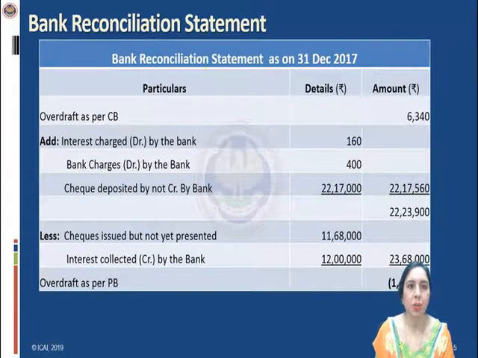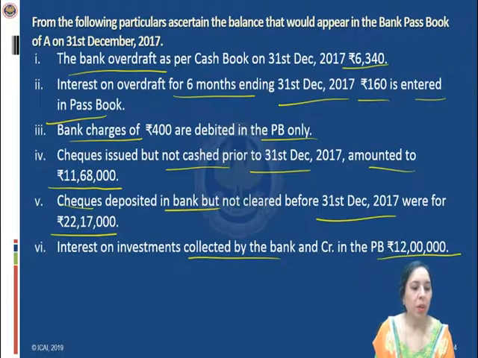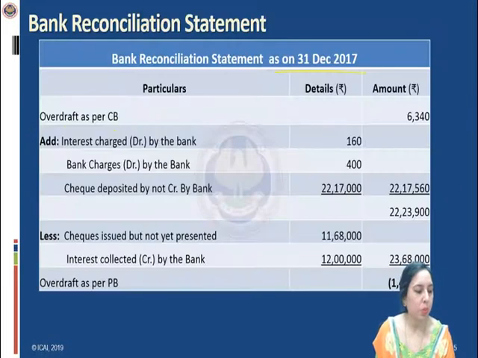Bank reconciliation statement of Mr. A as on 31 December 2017. So particulars column, details column and amount column in the similar manner we have. We are starting with bank overdraft 6340. So bank overdraft as per cash book, or simply writing cash book OD balance 6340.